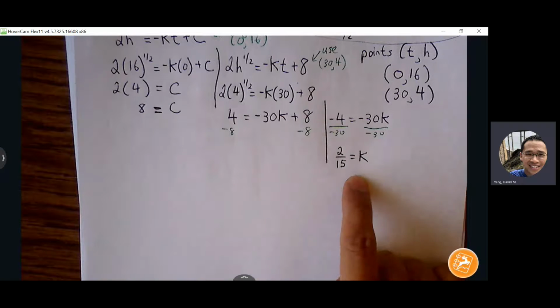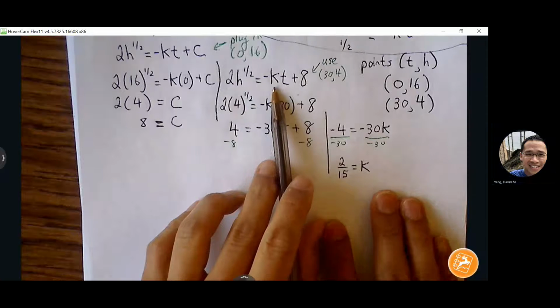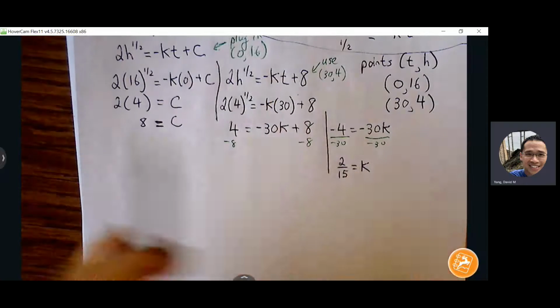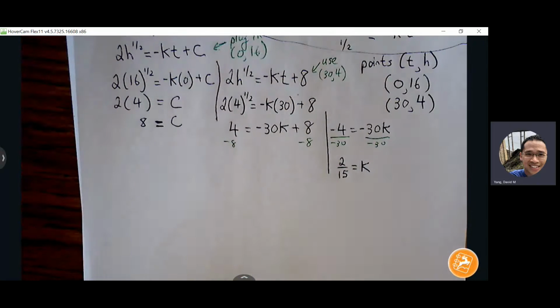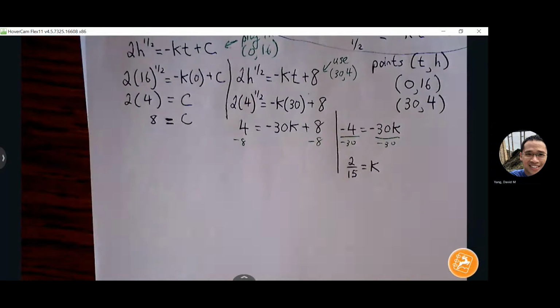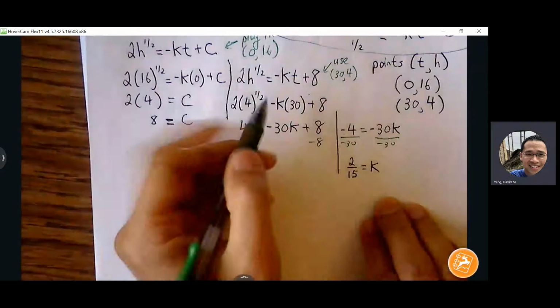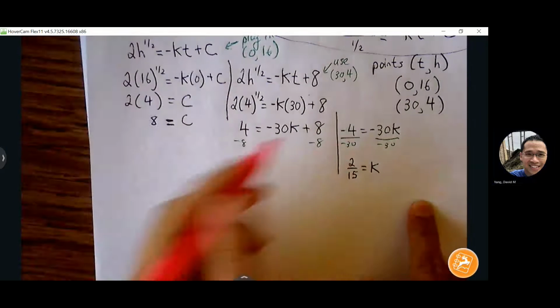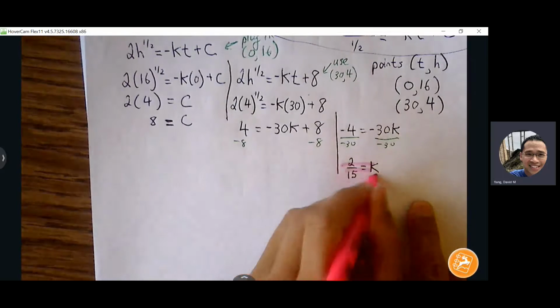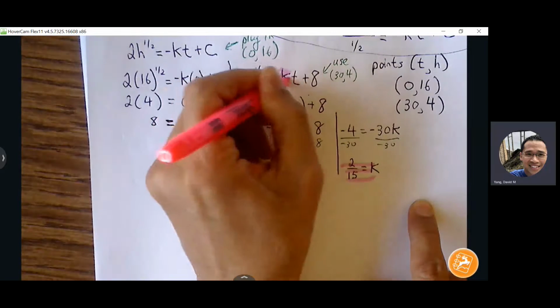So now that we have our k value, we're going to go back and update it so that we have an equation that has both the k and the c replaced with numeric values. Okay, so insert this 2 over 15 where this k is.